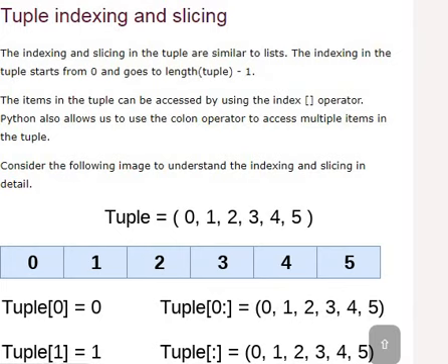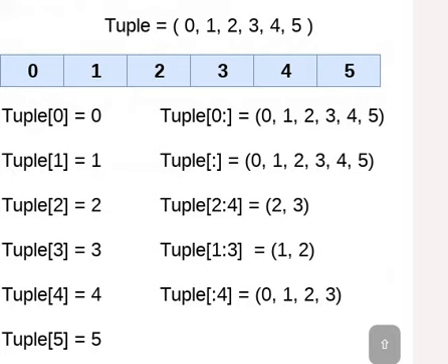The indexing and slicing in tuples are similar to lists. The indexing starts from 0 and goes up to length minus 1 from left to right. Look at this example, how you use indexing and slicing. The way you use them in strings and lists, the similar way you can use indexing and slicing here. So go through all the examples.